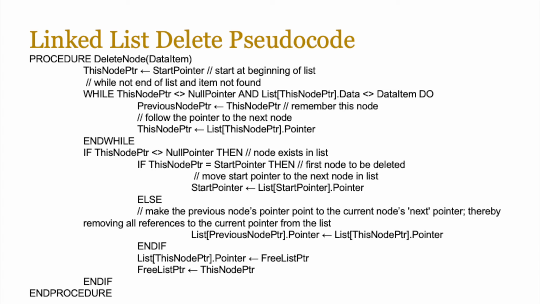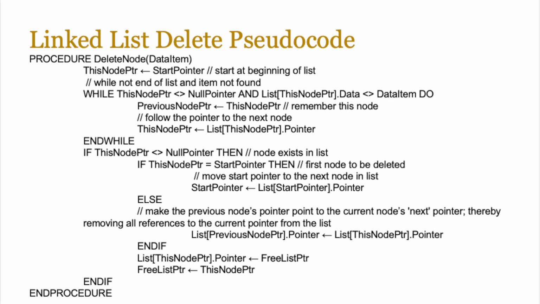And we once again use the same loop that we did previously, because it's exactly the same process of checking. So this node pointer is not equal to null pointer, and the list this node pointer dot data is not the same as the data item. Keep checking. Now we're going to remember the current node that we're on, and we're going to set a new pointer called previous node pointer, and we're going to assign that the value of this node pointer, because we want to remember the current node.